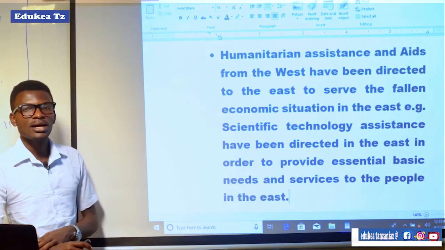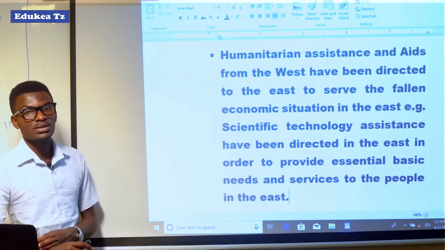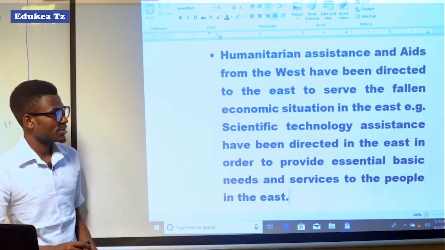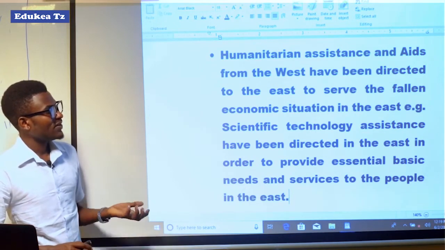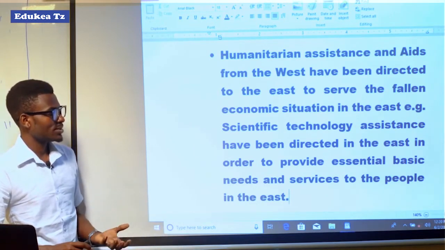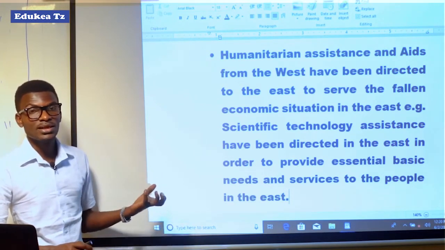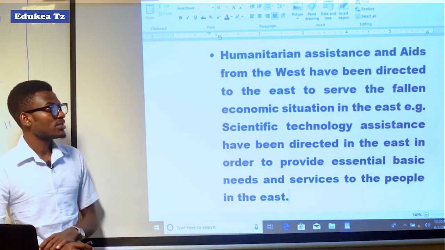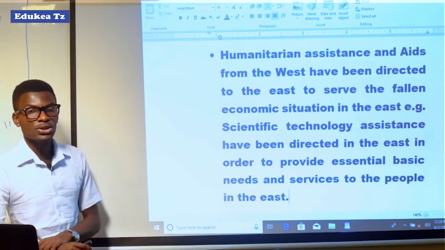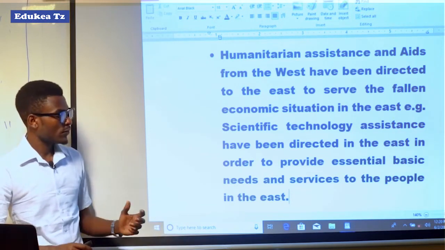So the Easterners were suffering economically, and that's why the Western aid and humanitarian assistance started to flow towards the Eastern parts. For example, scientific and technological assistance was directed to the East in order to provide essential basic needs and services to the people there. You can see that after the collapse of the USSR in the 1990s, this assistance was directed toward the East.